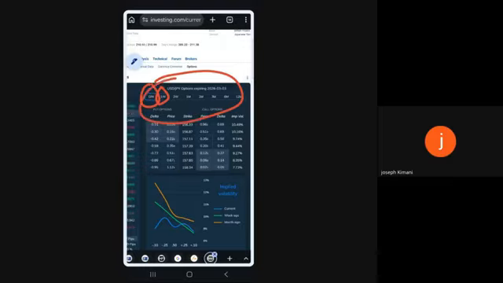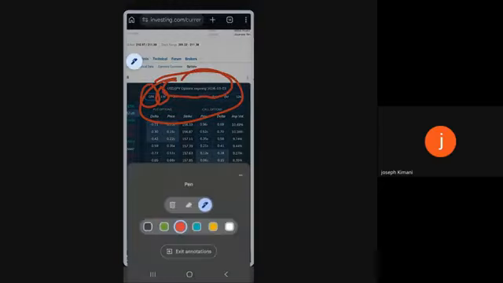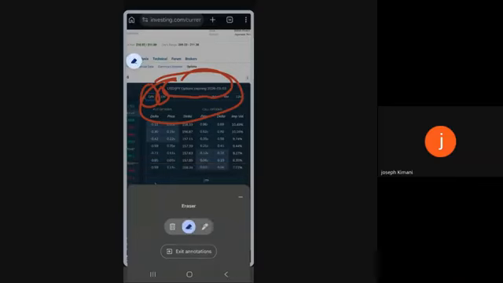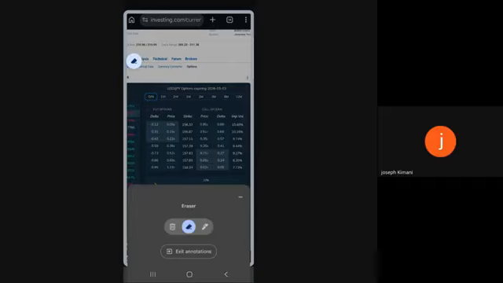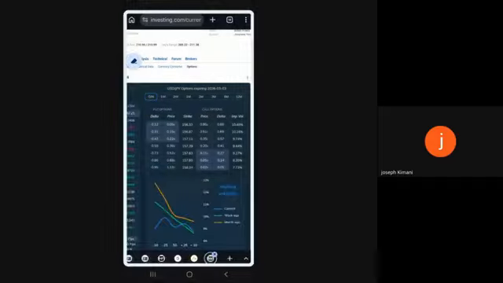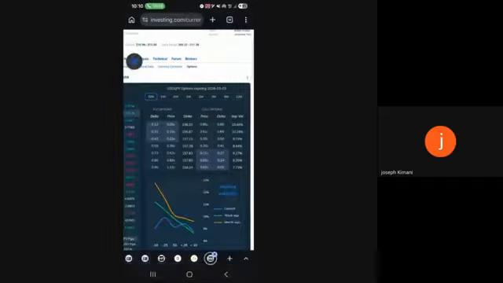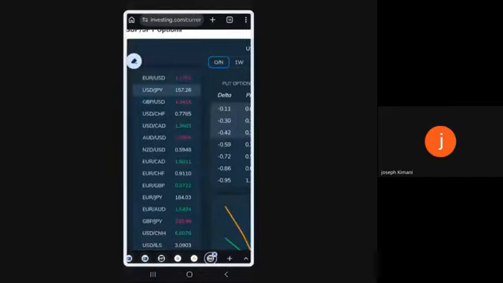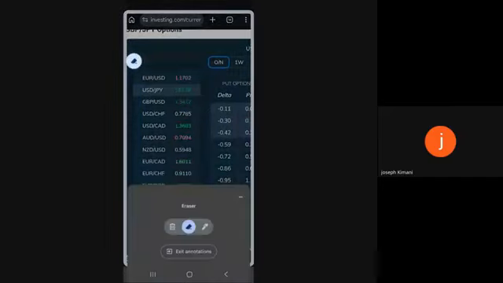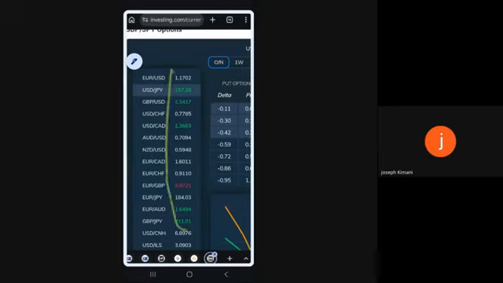So currently tunatumia nini? Options expiries. You can see USD JPY options expiring date 3. So by leo saa 6 usiku zitakuwa zimeexpire. Zitaexpire leo nini? Leo saa 6 usiku. Now, in case ukuja hapa hivi, let me see. Ni ngumu. In case ukuja hapa hivi, you can see kwa each and every currency pair kuna hizi numbers.